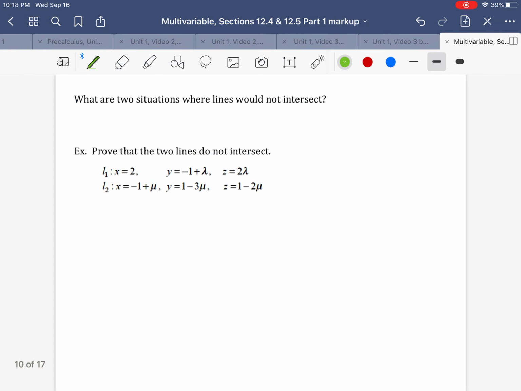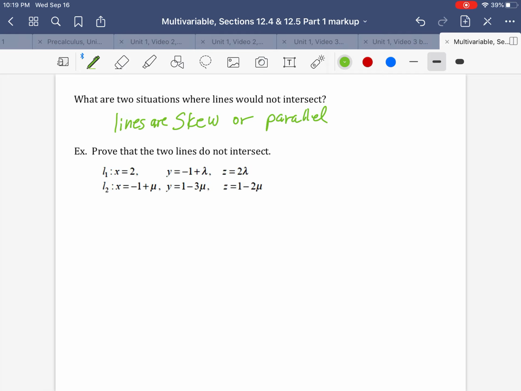All right, so here's this last problem here. What two situations would happen where lines don't intersect? The answer is that the lines are skew, or they're parallel. Okay, all right. So my last example here: prove that the two lines here do not intersect.